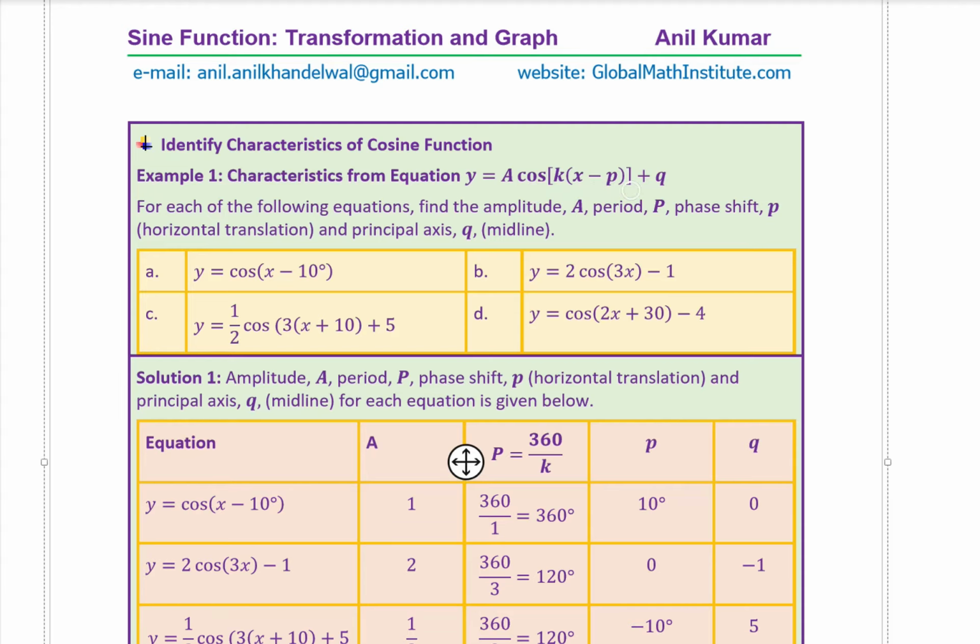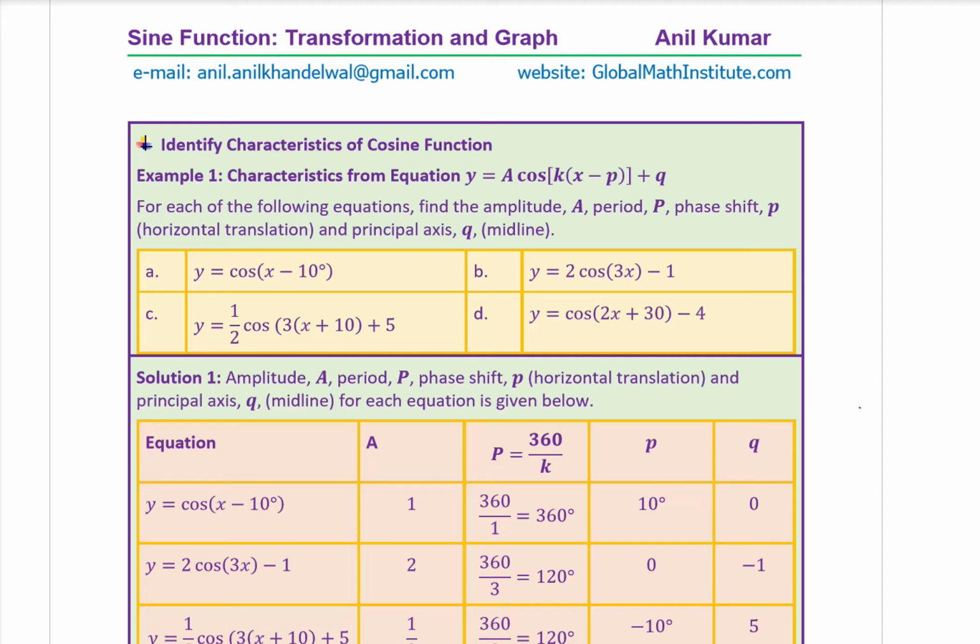For each of the following equations, find the amplitude A, period P, phase shift lowercase p, which is also horizontal translation, and the principal axis q, which we also call midline. So these are the 4 functions given to us. Make a table as shown here with amplitude, period, phase shift, and the vertical translation, the axis. Write down the equations and write the values. Well, most of the values can be directly read.